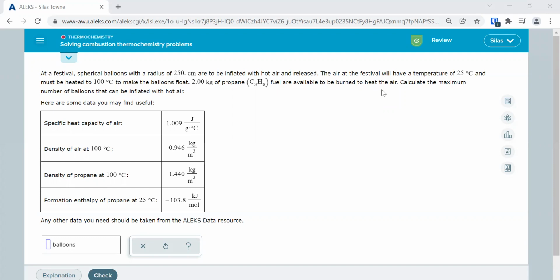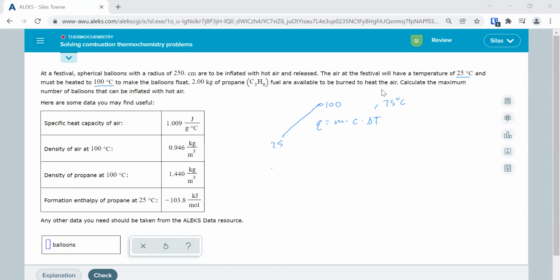In this problem, we have some spherical balloons, radius of 250 centimeters, inflated with hot air and released. And so we need to heat those up. Now they're at 25 degrees and we got to heat them to 100 to make them float. So we're looking at a heat curve here, 25 to 100. We're not doing any sort of melting or change in state because we're already in the gas state. We're just going to heat. So that is Q equals M times specific heat times delta T. So our delta T would be 75 degrees.